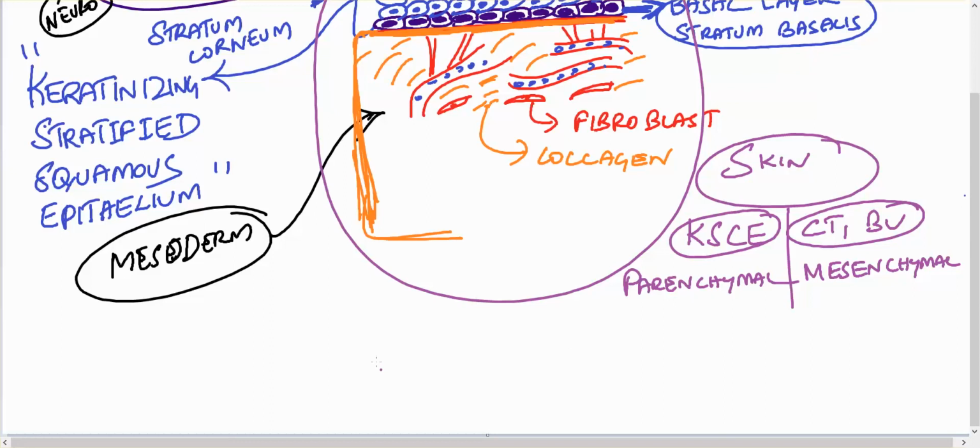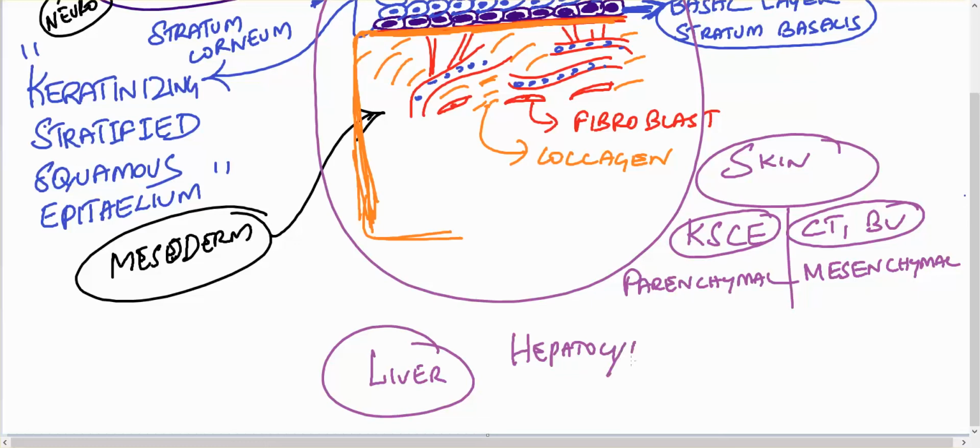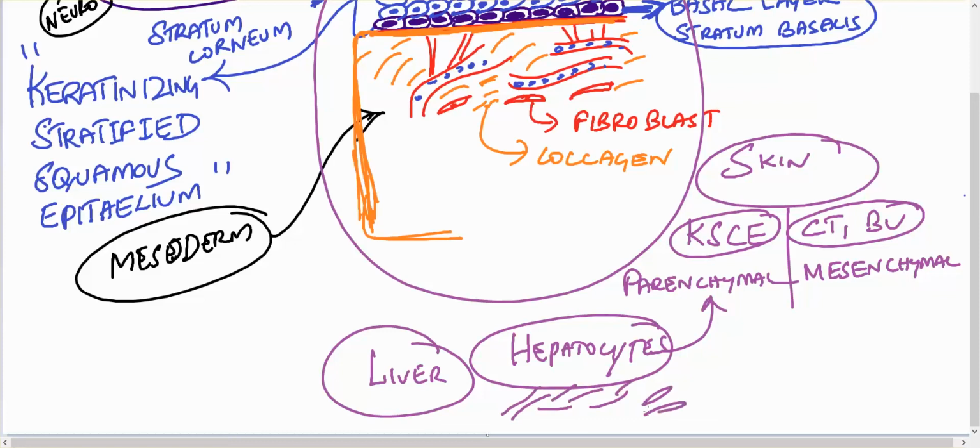Okay. So in any tissue, for example, if you take the liver, the liver contains hepatocytes, that is the main epithelium, the main cells. So this is called parenchymal. They also have blood vessels and fibroblasts, and all this gives support to these cells. So this is called mesenchymal.